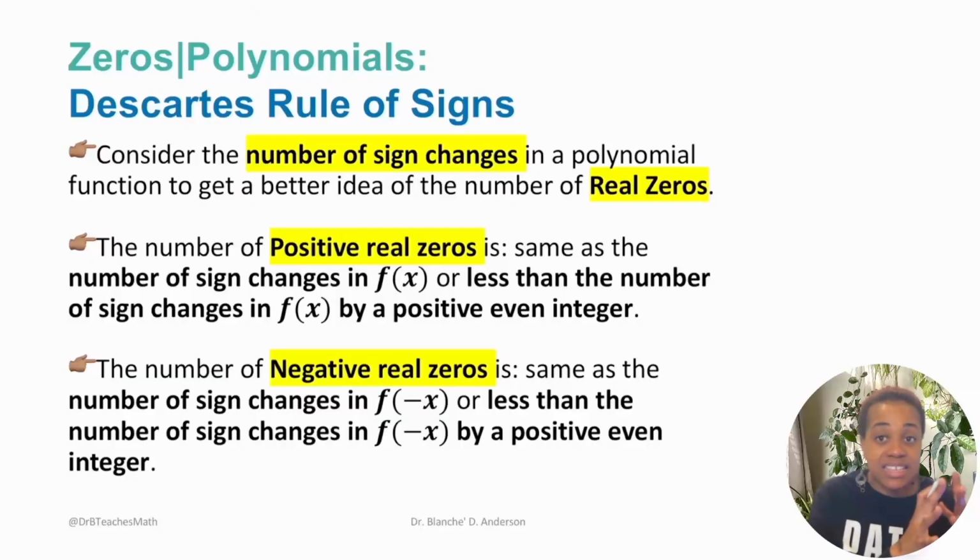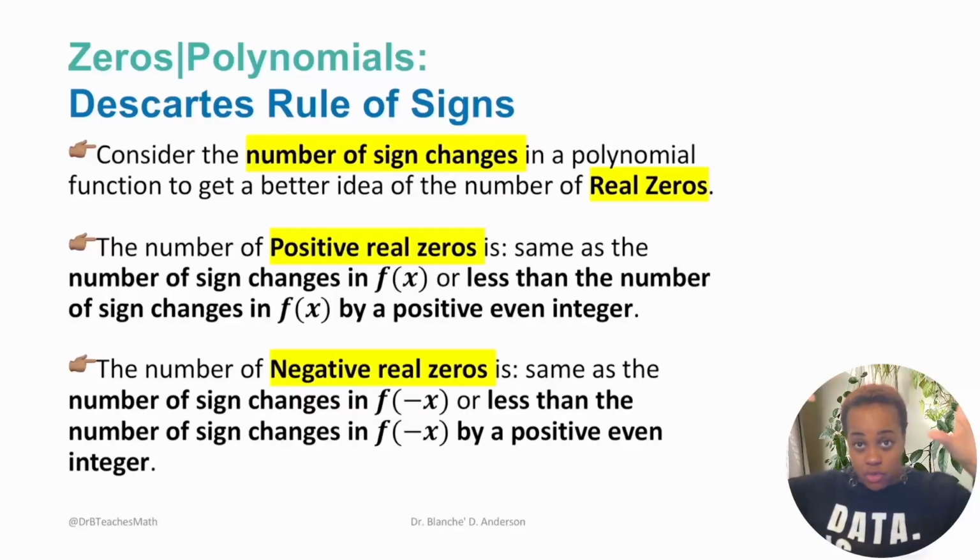is Descartes, and that's how I say it because it sounds cool. Descartes Rule of Signs. So basically what you do is you count the sign changes between each term in your polynomial, and then it will give you an idea of how many real zeros, not imaginary, real. You have your real, you have your imaginary. Complex numbers, real, imaginary. This tells you how many real zeros.